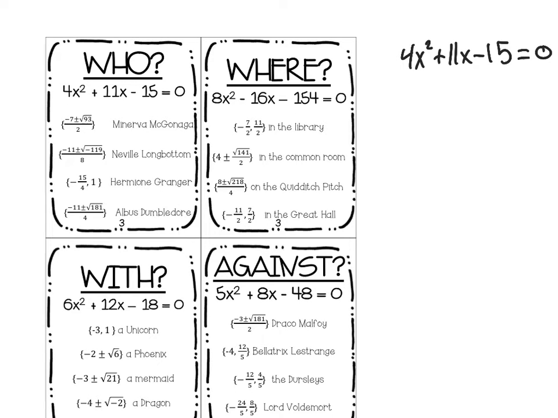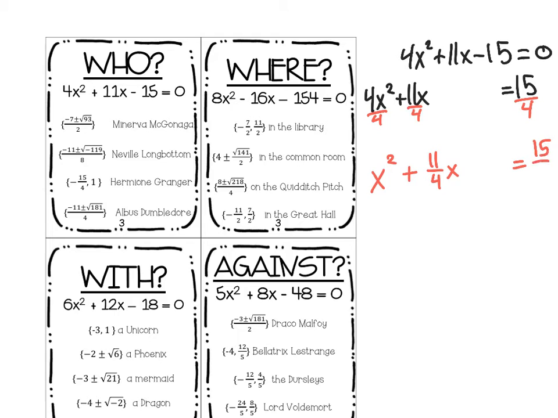All right, first thing I'm going to do is bring the 15 over to the other side. Because it's a negative 15, I'm going to add 15 on both sides. Now what I have to do is divide out this 4. The reason is because I want the coefficient of my leading term to be 1.